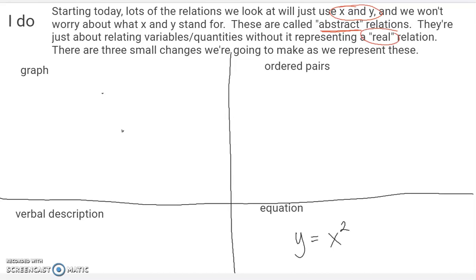An example of that is here. We're just going to start looking at relations that are x and y, and what is y? Is it distance? Is it time? Is it cost? I don't know. What is x? Is it distance? Is it time? Is it cost? I don't know. We're not going to talk about them representing a certain thing.